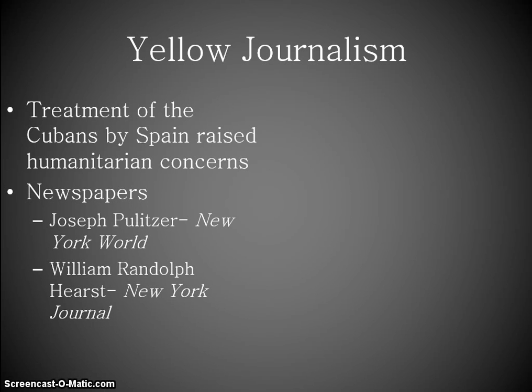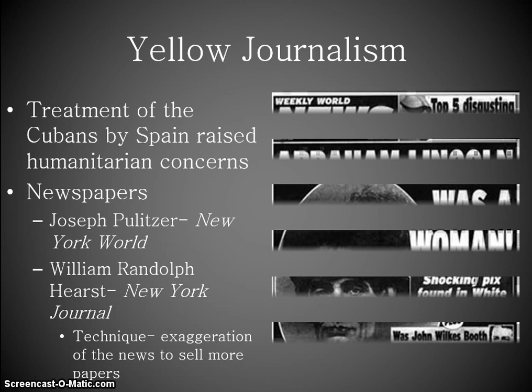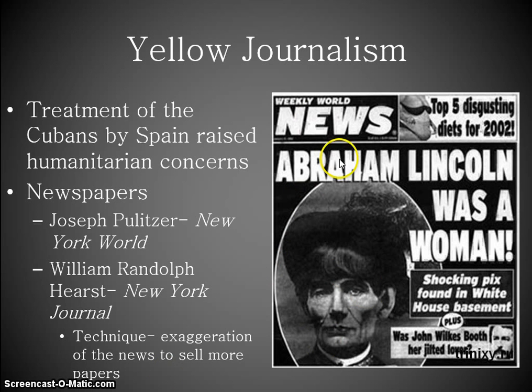Now newspapers, you have Joseph Pulitzer in New York World and William Randolph Hearst with the New York Journal. And again, this technique, yellow journalism, was the exaggeration of the news to sell more newspapers, right? To kind of get more people to buy into it. So they made it a little bit more interesting. Example of yellow journalism, Abraham Lincoln was a woman. Of course, we know that's not true, but of course people are going to want to see or read about how he was a woman, okay?